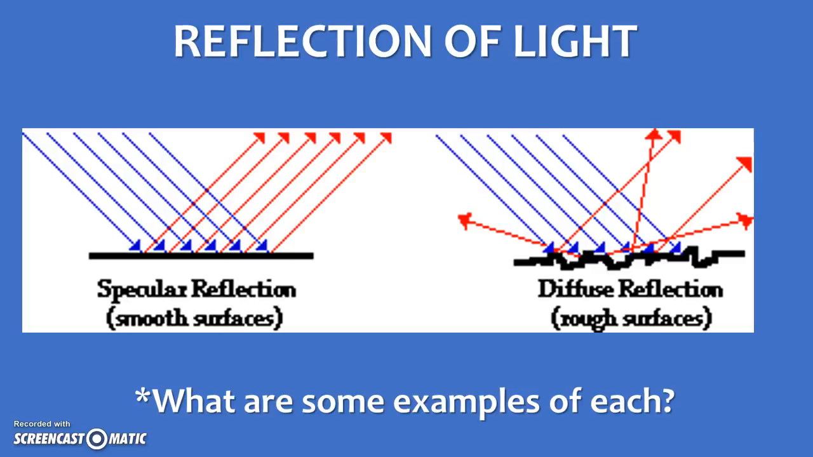So, what's a good example of diffuse reflection? What about a, I don't know, I can't think of anything. Off of a rock. Yeah, off of like a pavement with some rocks on it would be a good example. Oh, okay. Because it's not smooth and it's not a perfectly flat surface, so light isn't going to bounce off it perfectly. Does that make sense to you? Yeah, that makes sense.